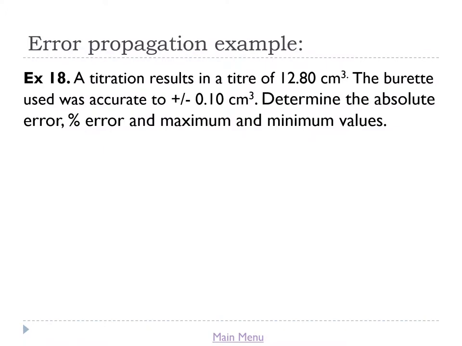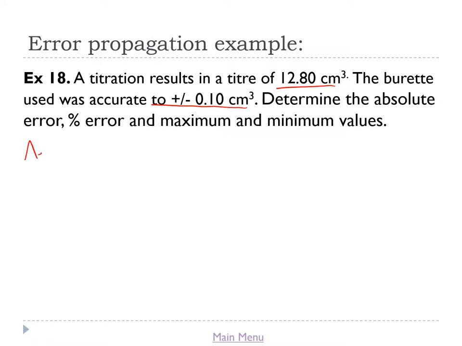So let's start with an example of error propagation in practice and how we can calculate errors, and then look at how the error affects the maximum and minimum possible values of whatever our calculated result is. So, example 18, a titration results in a titer of 12.80 centimeters cubed. Just underline that, key information. The burette used was accurate to plus or minus 0.10 centimeters cubed. Again, underline that, key information. Determine the absolute error, percentage error, and maximum and minimum values.